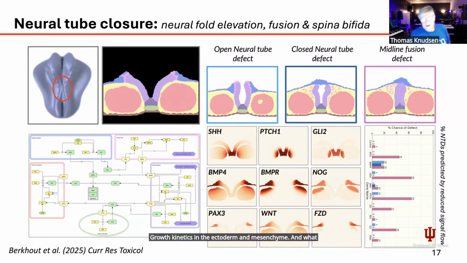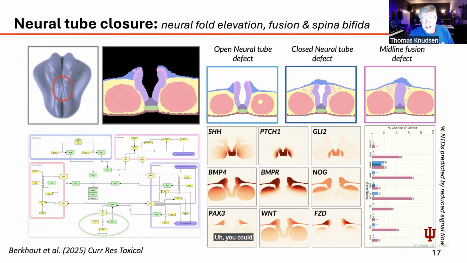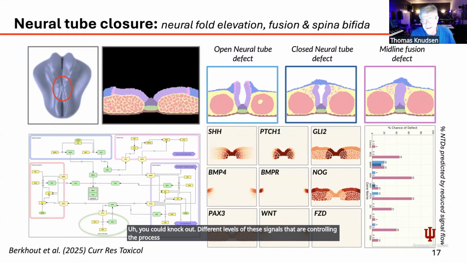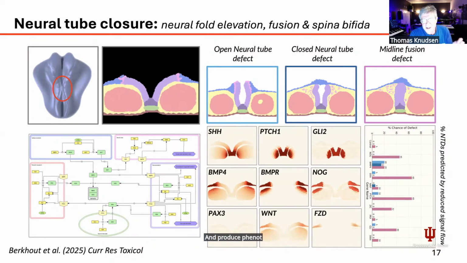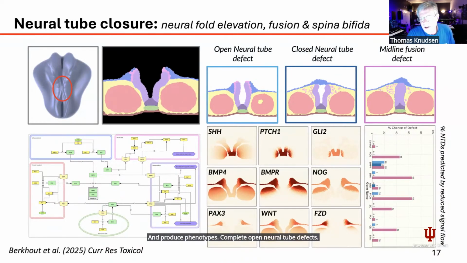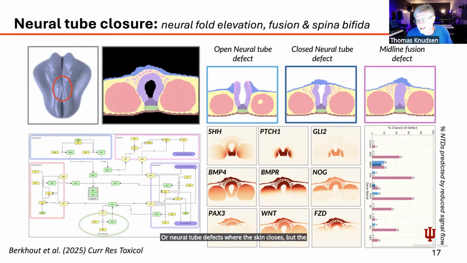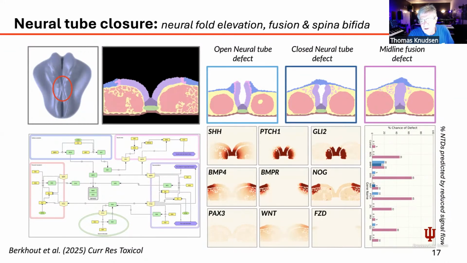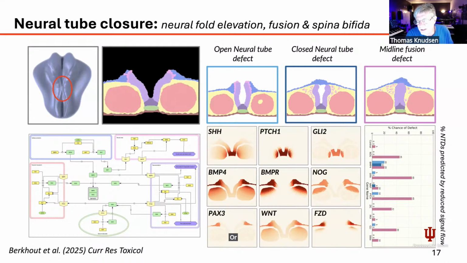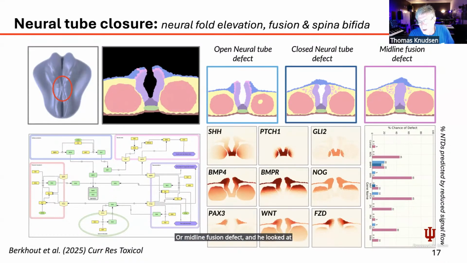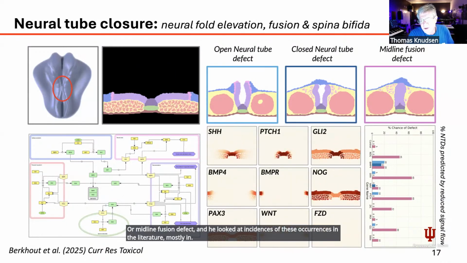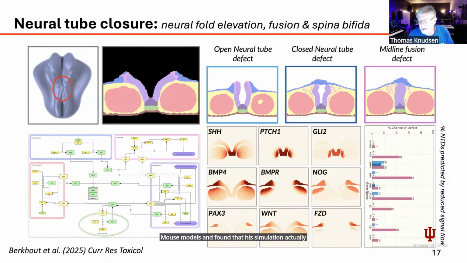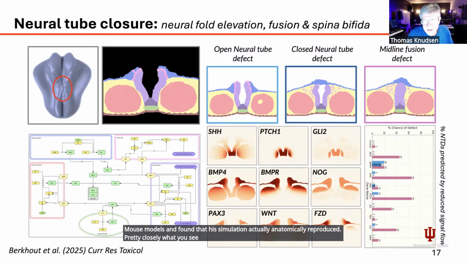And what Job was able to show is that you could knock out different levels of these signals that are controlling the process, shown on the lower right, and produce phenotypes: complete open neural tube defects, or neural tube defects where the skin closes but the neural tube doesn't, called a closed neural tube defect, or midline fusion defect. He looked at incidences of these occurrences in the literature, mostly in mouse models, and found that his simulation anatomically reproduced pretty closely what you see in different knockout models.